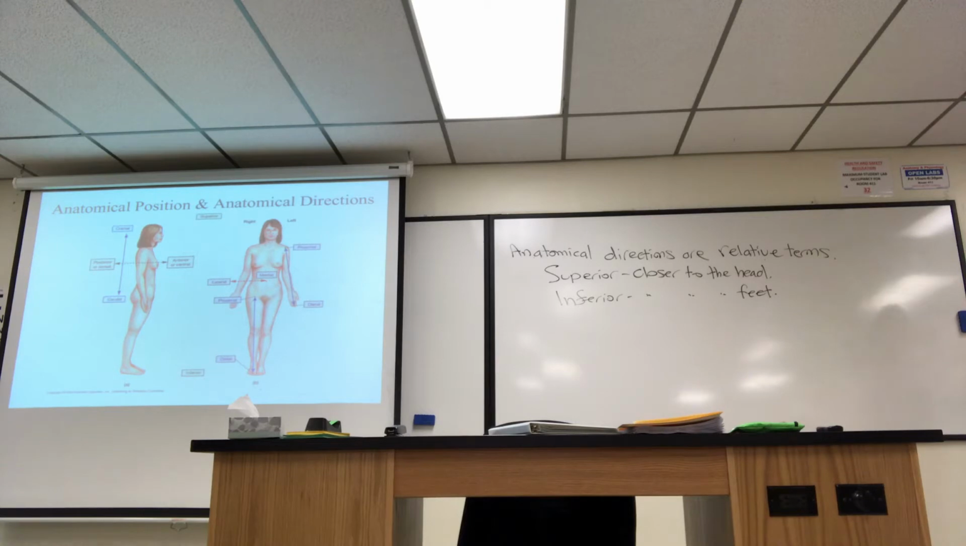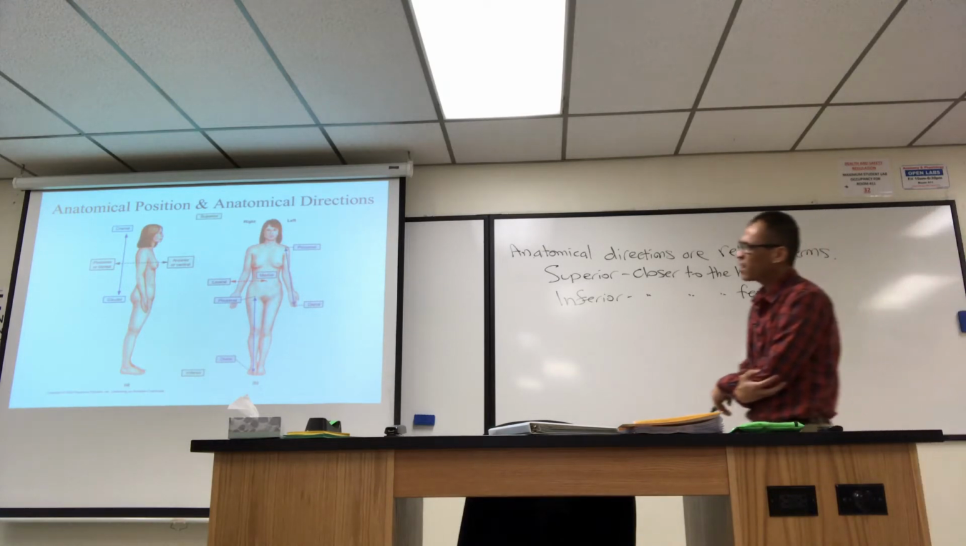For example, the shoulder is superior to the hip. The hip is superior to the knee. Okay? The ankle is inferior to the knee. You're comparing two things. And what if the person was standing on their head? Oh, then the feet are superior. That's why we use the anatomical position. By definition, they're not standing on their head.